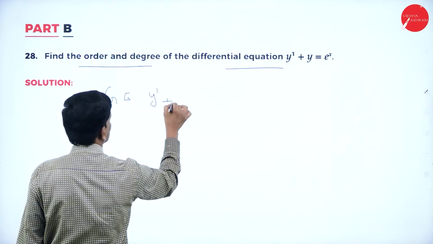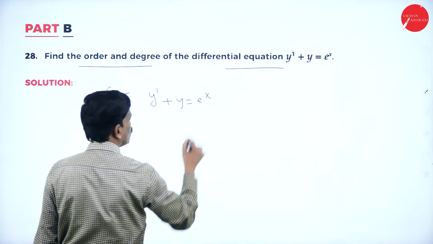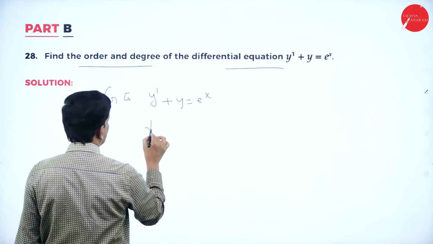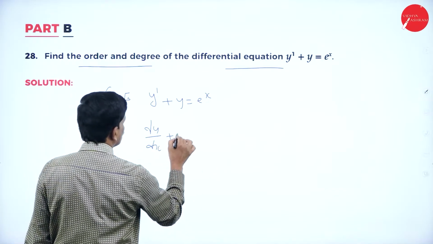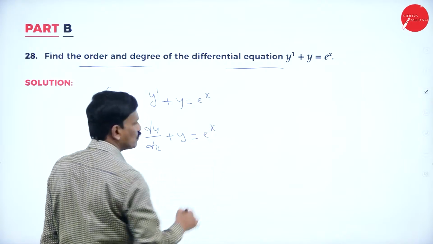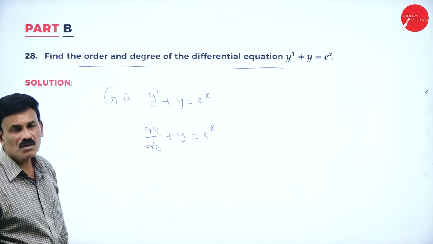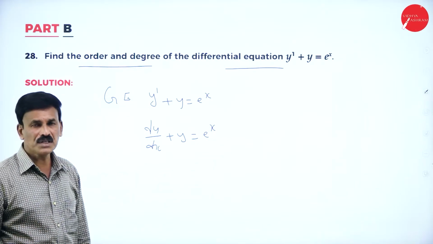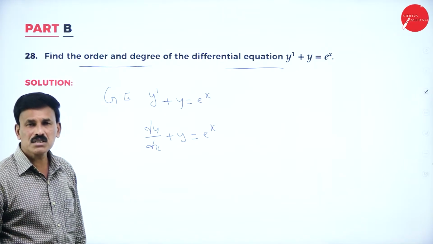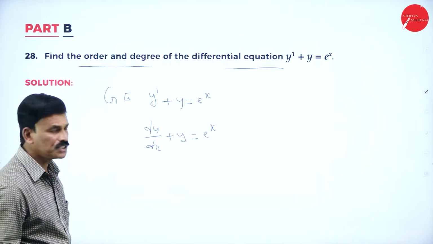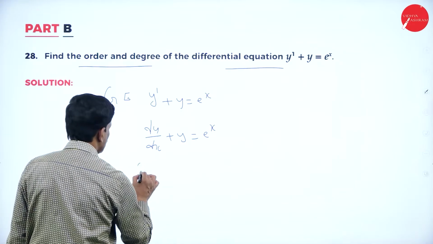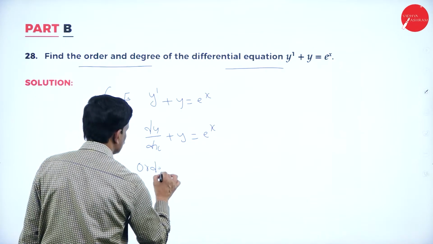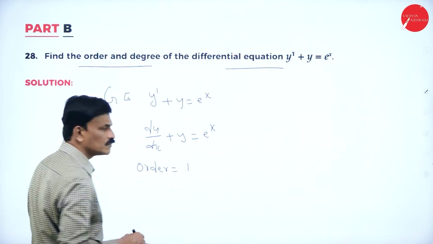y dash plus y is equal to e to the power of x. Now you know what is y dash, that is nothing but dy by dx plus y is equal to e power x. What is the order? Order of a differential equation is nothing but the highest order derivative occurring in the differential equation. What is the highest order here? Order is equal to 1.